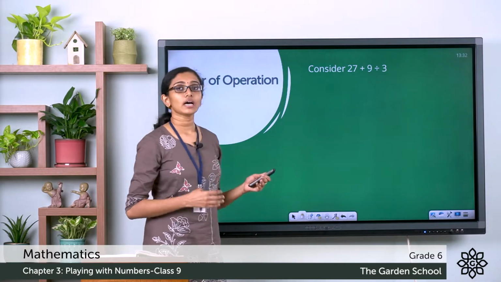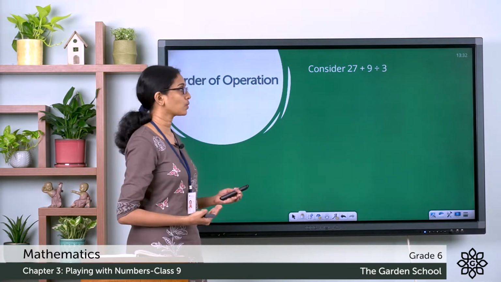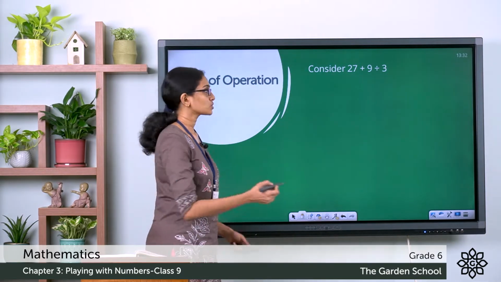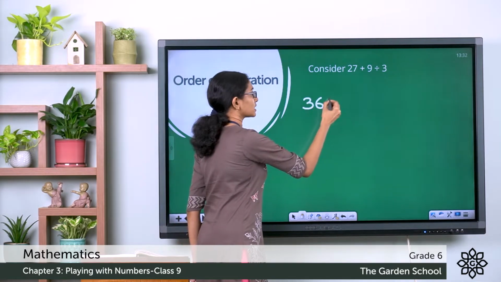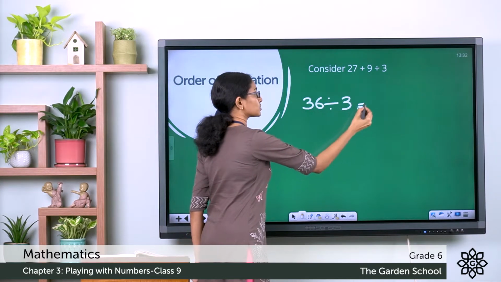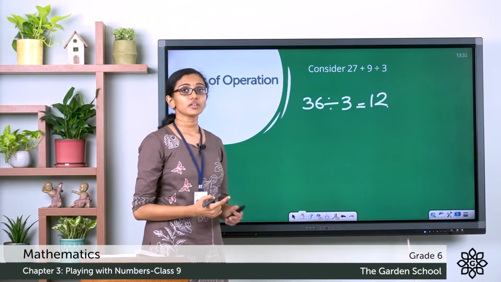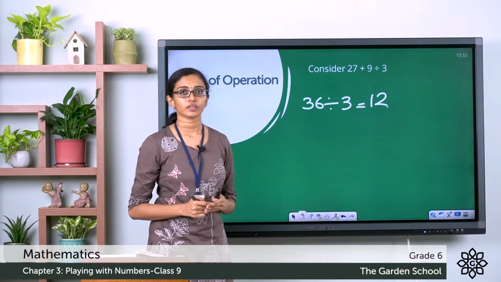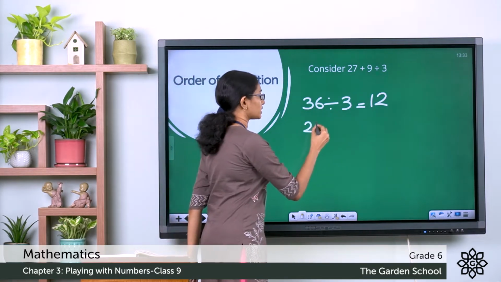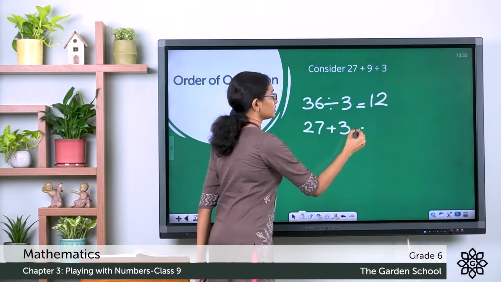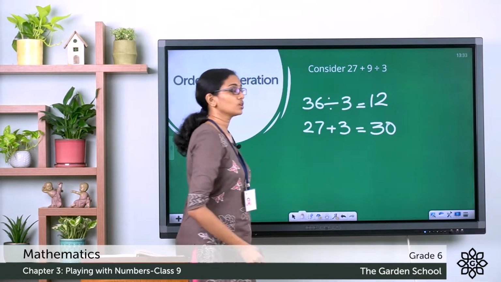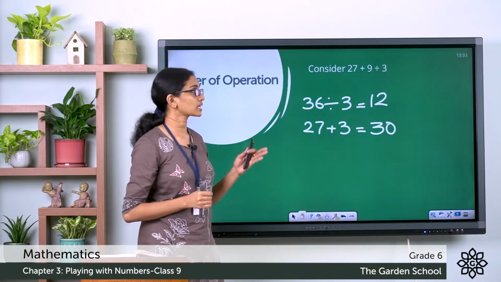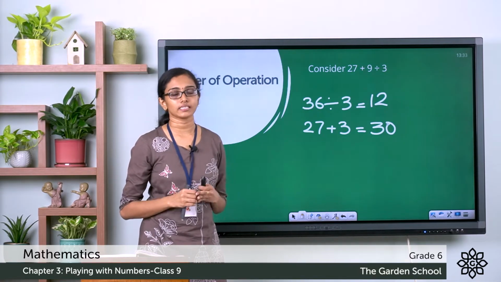Let's see. If we do the addition part first, let's see what answer we are going to get. So 27 plus 9 equals 36. So this becomes 36 divided by 3 and it gives you the answer 12. Now what if we do the division part first? 9 divided by 3 equals 3. So the statement becomes 27 plus 3, which is equal to 30. So we are getting two different answers here. So which is the right one? Which is the correct order that we should follow to get the right answer?